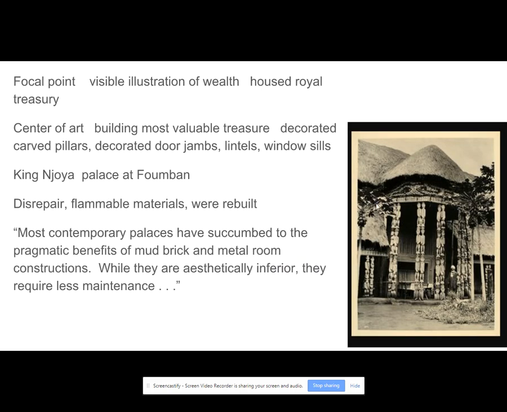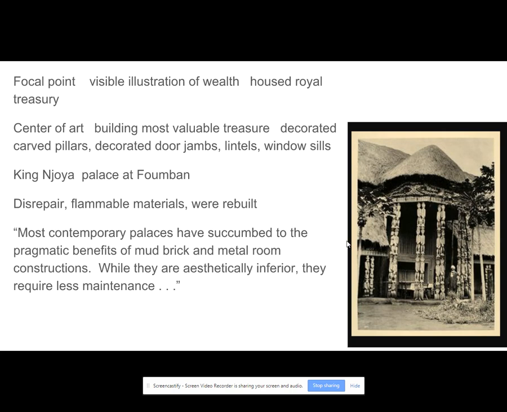The focal point would be the entrance, and it would be a visible illustration of wealth. It would also house the royal treasury, be a center for their art. The building became the most valuable treasure, and it would be decorated, perhaps carved pillars, as we see here, decorated door jambs, lintels, and windowsills. King Njoya Palace at Fumban. It fell into disrepair, and since it was made of flammable materials, they were often burnt and would be rebuilt.